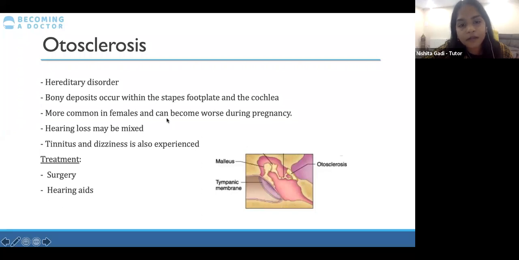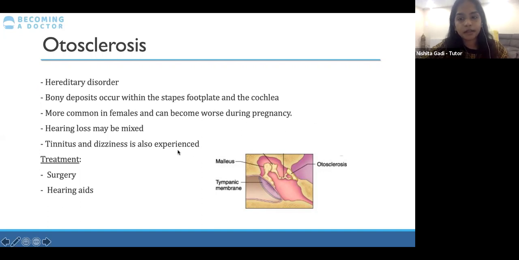It's more common in females and becomes worse during pregnancy, perhaps due to the hormones. Hearing loss may be mixed, so you have a bit of sensorineural and conductive, because this bit is the conducting area, but it's also affecting the cochlea. Also there is tinnitus, and dizziness is also experienced. Treatment for this is surgery, so you'll fix the ossicles, and hearing aids can also help.